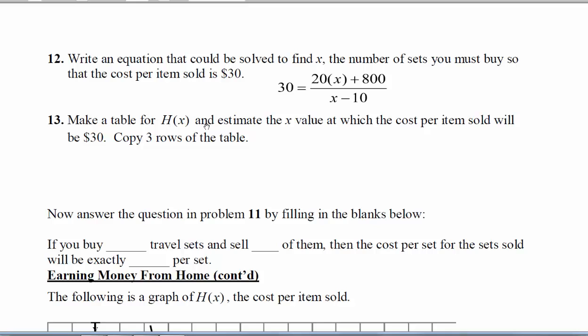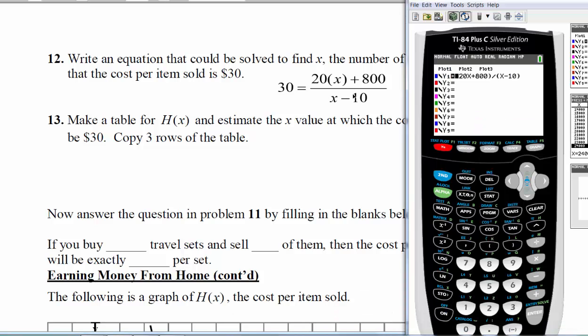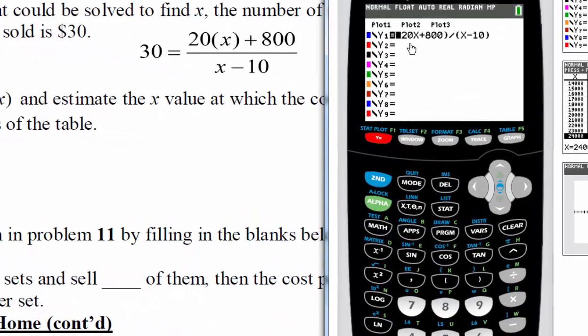Question 13 says make a table and estimate the value by copying 3 rows of the table. So we're going to enter the right side of this equal sign into our calculator. And I think you want to take care to make sure that you put parentheses around the numerator and the denominator, right? So separate the numerator and denominator with the use of parentheses.